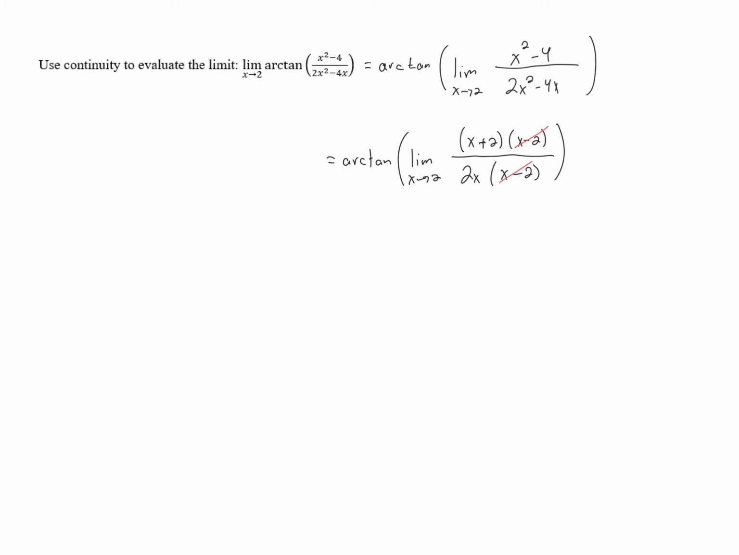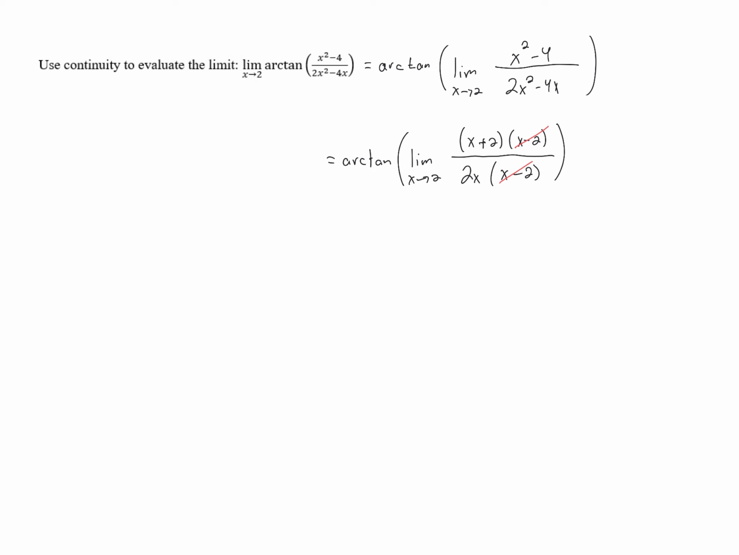And then we have a common factor in the top and bottom that we can cancel, x minus 2. And it's not a problem to cancel that because when we're looking at the limit as x approaches 2, that specifically means we're looking for x values near 2, but not equal to 2. And these two factors are only equal to 0 at 2.